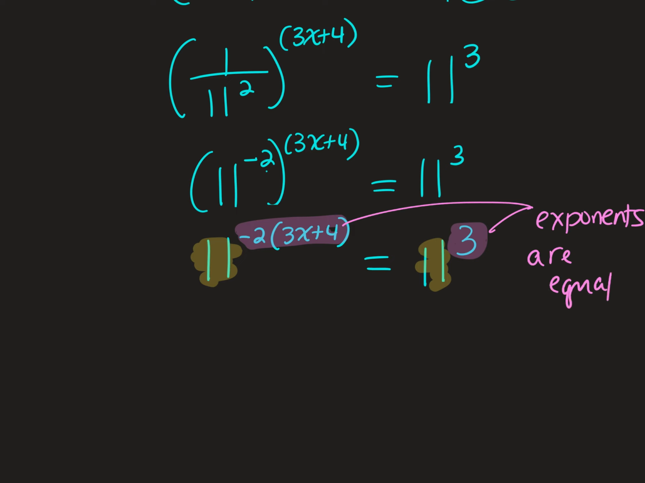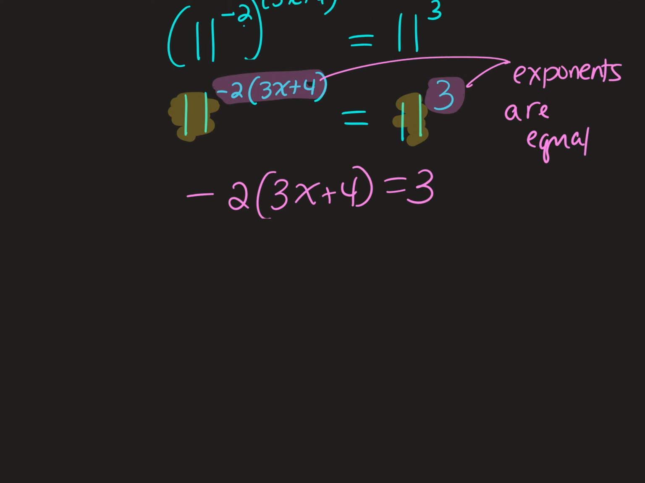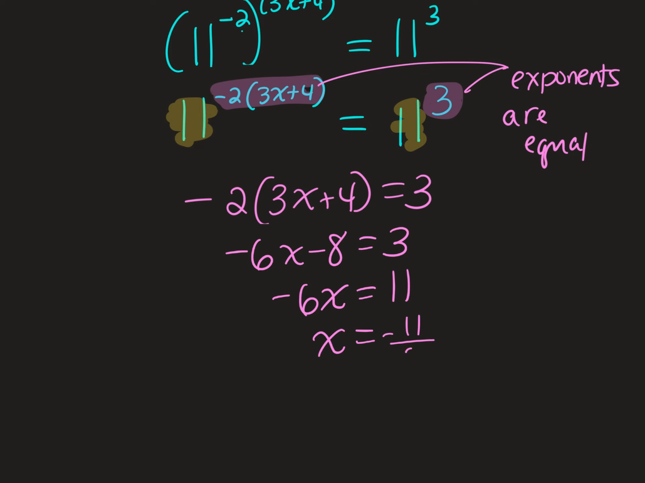And that gives you your equation. So negative 2 times 3x plus 4 equals 3. Now we've got an equation that we should be able to solve. Distribute, add 8, and divide by negative 6. Okay, that part of it should be pretty quick. Once you get rid of the powers, then the rest of it just becomes usually a nice, relatively easy equation, sometimes linear, sometimes quadratic, that you should be able to solve for x.